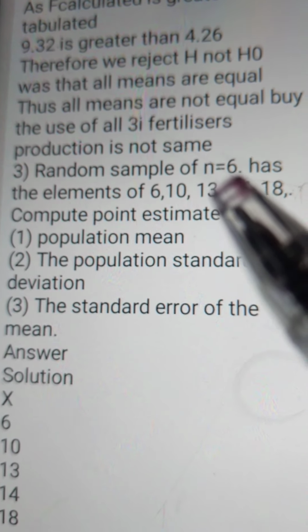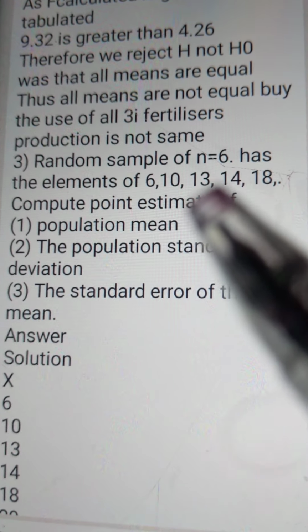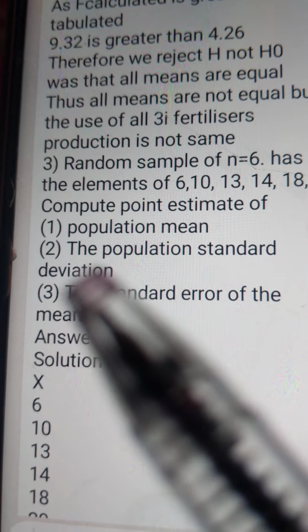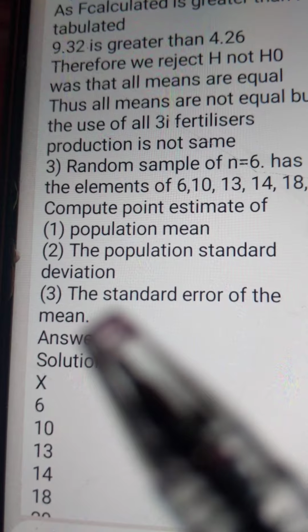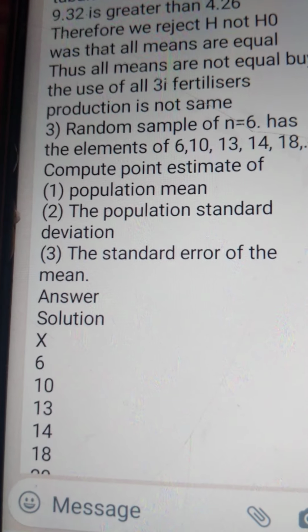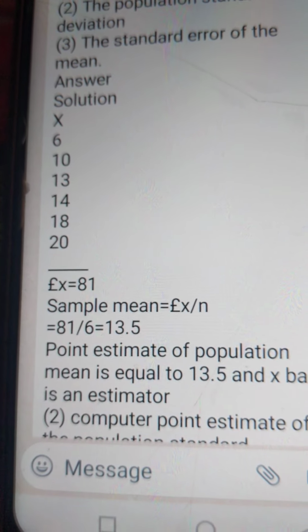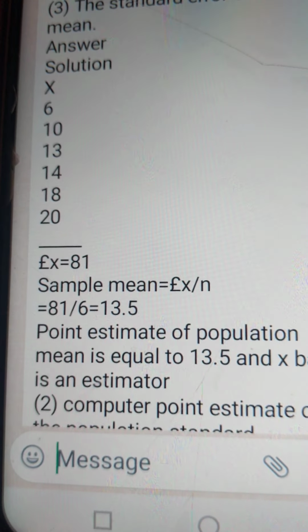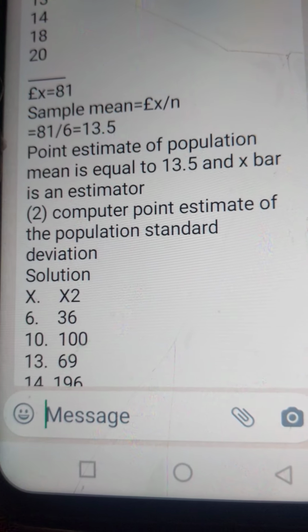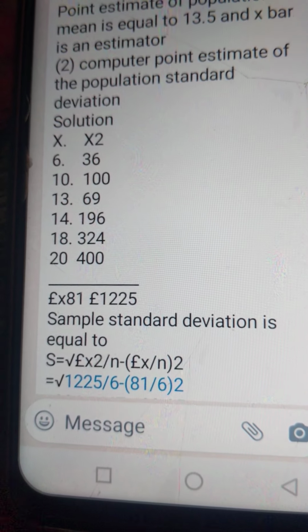Third numerical, carrying 3 marks. A random sample of n equals 6 has the elements 6, 10, 13, 14, 18. Compute the point estimate of 1, the population mean, 2, the population standard deviation, and 3, the standard error of the mean. The answer and solution of this question is as follows. These are the x values, this is summation x, then the sample mean is equal to 13.5. We have already studied this question in the classroom, students, and we have discussed it in detail.